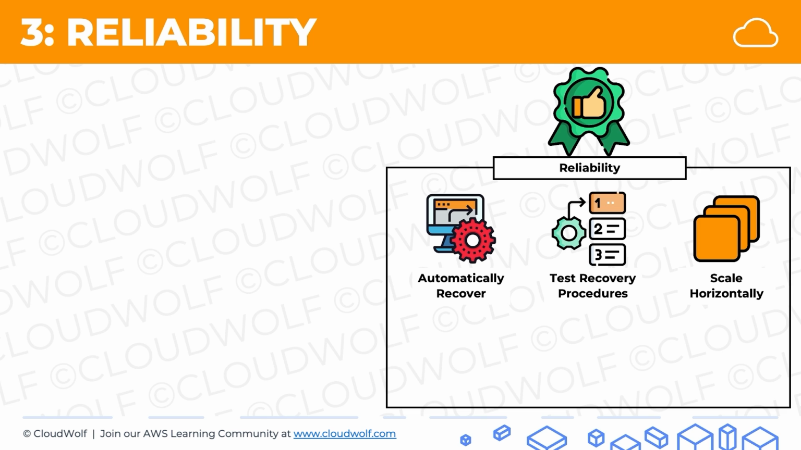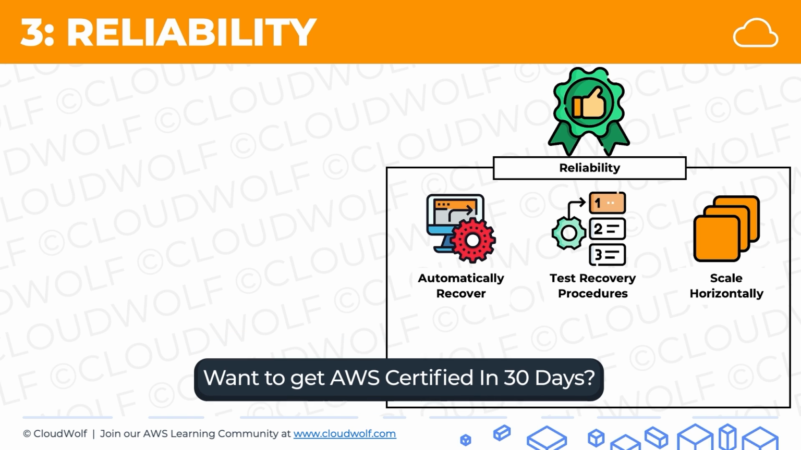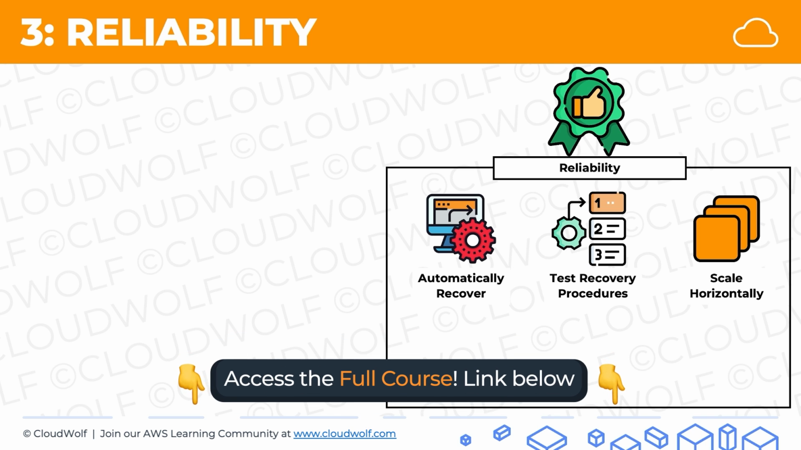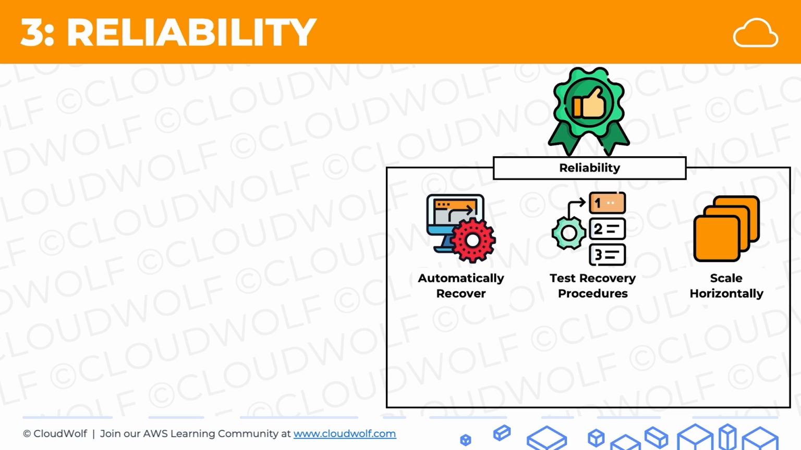Scale horizontally, very important principle. So if you have an EC2 instance that's running and you need more processing power, you can increase the size of the instance, get a bigger instance, but after a certain point, it'll become extremely expensive to keep doing that. So design your infrastructure in such a way that you can scale it horizontally. So instead of increasing the size of one instance or one database, you can add more instances or add more databases to it.